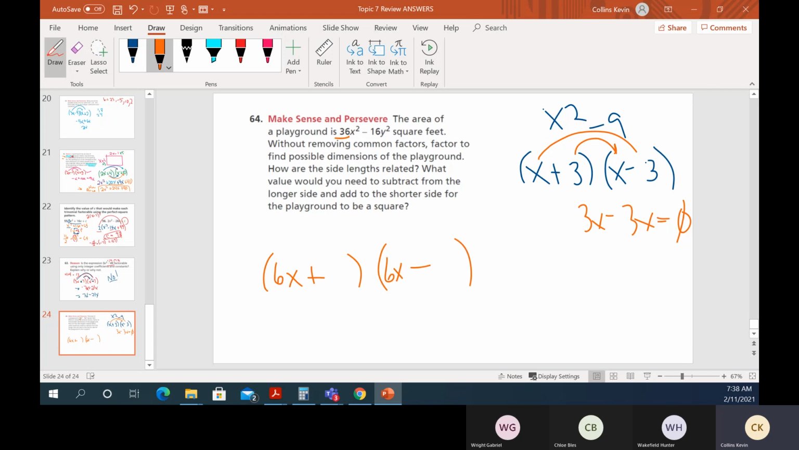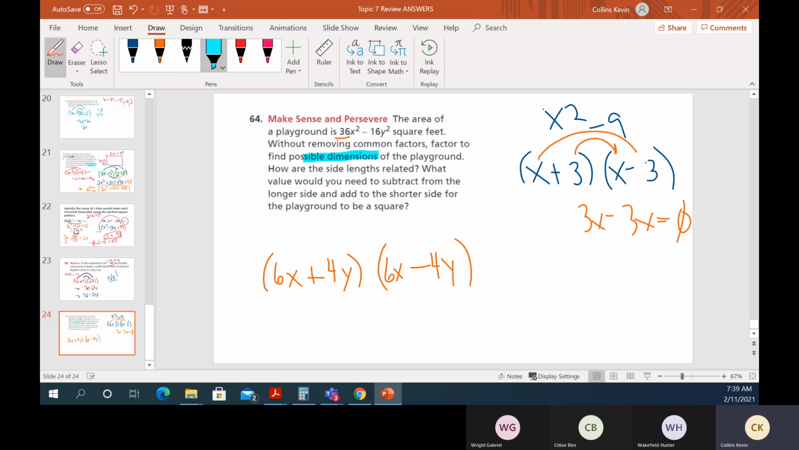Then we look at the next one. Square root of 16 is 4. Right? And since it's negative, you got a plus 4 and a minus 4. Square root of y squared is just y. Yeah, there we go. Cool. So it said without removing common factors, because we could have pulled out here what looks like a 4, right? Okay, so then it says, we did that bit, possible dimensions.